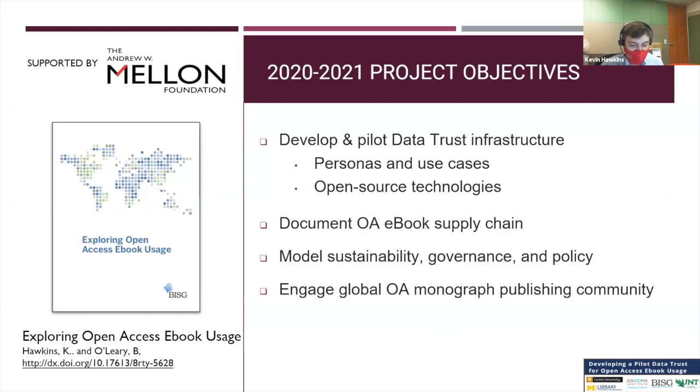The first phase of our research, funded by the Mellon Foundation during 2019 and 2020, led to a white paper. It's shown there on the left, the cover image and the DOI in the lower left. Since 2020, we have been in the second phase of our work, during which we are piloting a proof of concept system while documenting the OA ebook usage data ecosystem and modeling technical and governance structures.